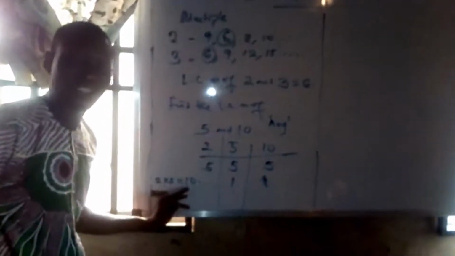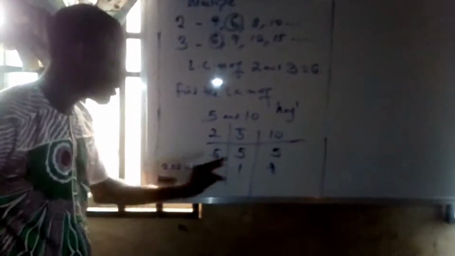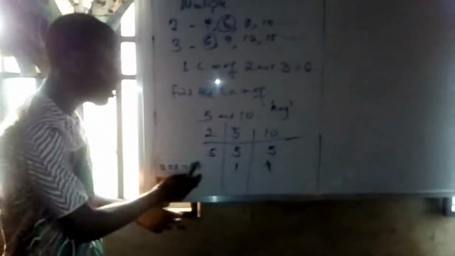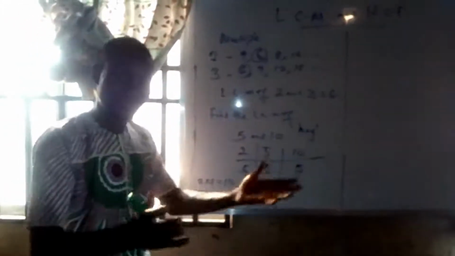So 2 and 5 can be found in 10 as a factor. So 2 can divide 10, then 10 can also divide 10, and those are the lowest multiples of both numbers. So that is the LCM for you. So class, let's move to HCF and see how we do HCF as well.